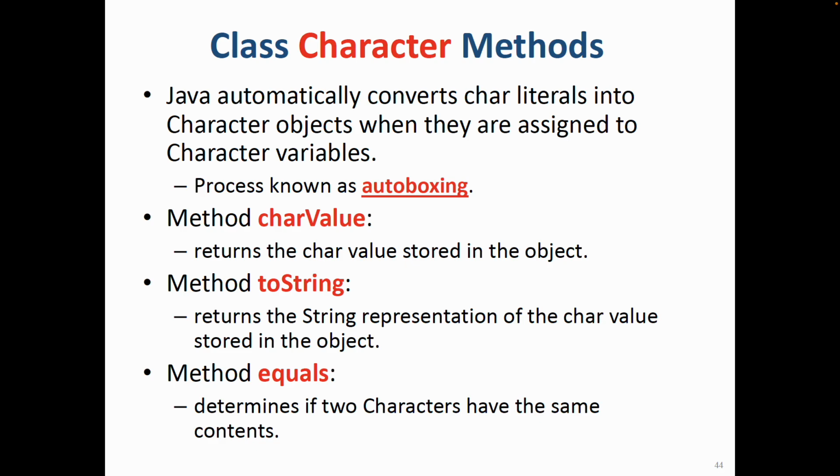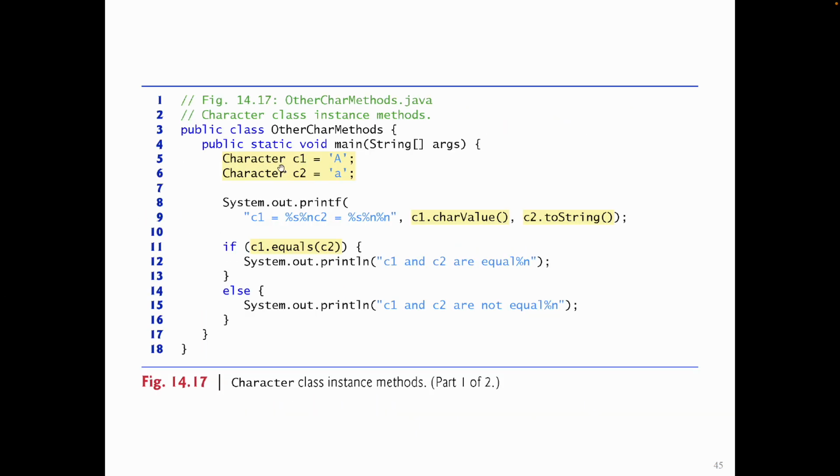First, autoboxing. So what is this? Well, basically, when we define a Character class, not like a raw type like a char, I mean Character as an object, as you see in this example. But I'm not saying new Character, I'm just saying it as a char.